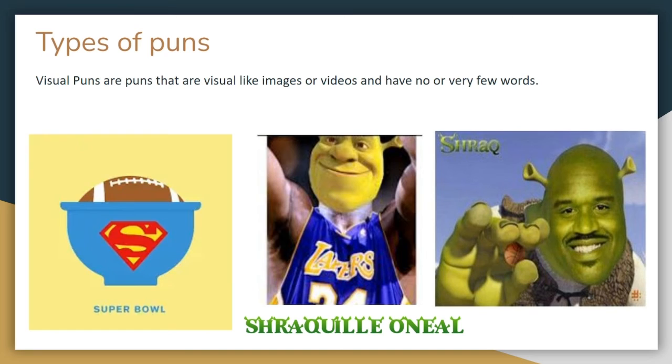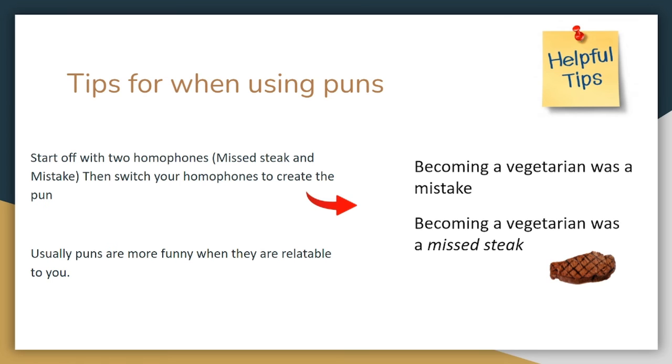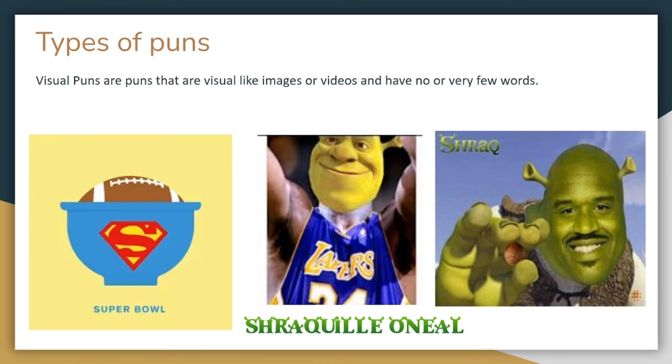Now, for the last type of pun, we have visual puns. These puns are visual, like images or videos, and have no or very few words. Like here we have Shrek and Shaquille O'Neal. They switch faces, and we have Shaquille O'Neal. And we have also a bowl with the logo of Superman, hinting that it's a Super Bowl. So a lot more visual and little to no words involved.